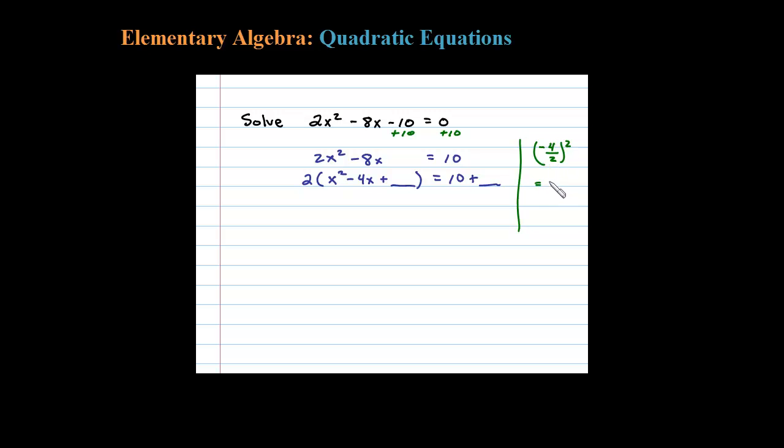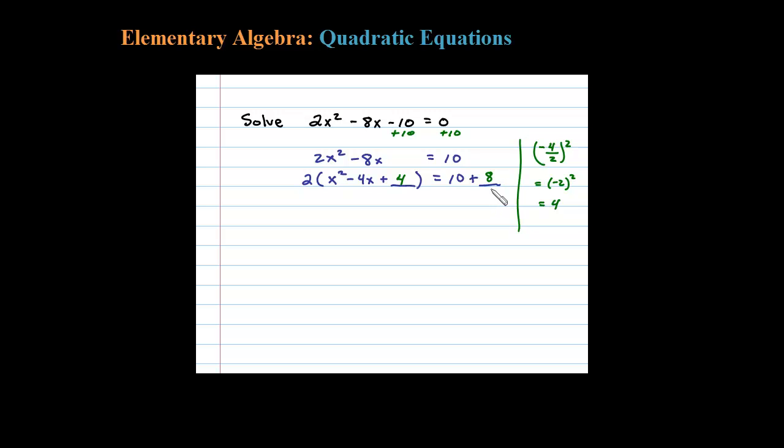Okay, so negative 4 divided by 2 is negative 2. When I square that, I'm going to get 4. So the magic number here is 4. To balance this, you would think we would add 4 on the right side, but in fact 2 is a factor. So if I were to actually distribute that 2 back in, I'm really adding 8 to the left side. 2 times 4 is 8. So to balance that out, I'm going to add 8 on the right side.